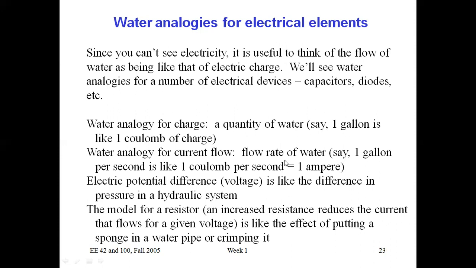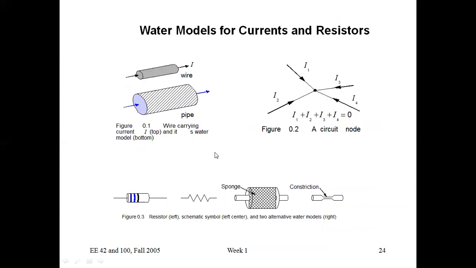Look at the figures, where we again understand how the sponge acts as a resistance. Here is the wire, which is like a pipe. This is a circuit node, where different branches come together at a particular junction. Then this is the symbol for the resistor, which is a pipeline with a sponge in it, a constriction. This sponge acts as a constriction which opposes the flow of water. So the resistor and its schematic symbol are there, with two alternative water models corresponding to these two elements.